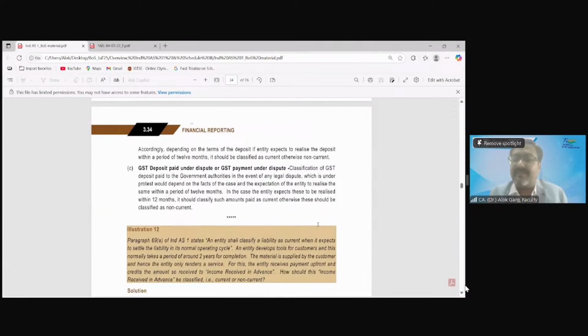GST deposit paid under dispute, payment under protest. Is it a current asset or non-current asset?